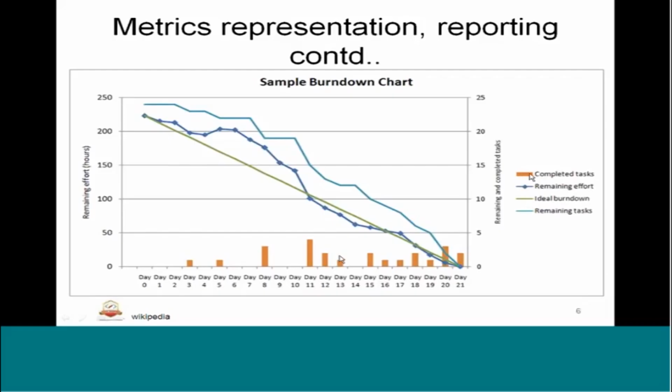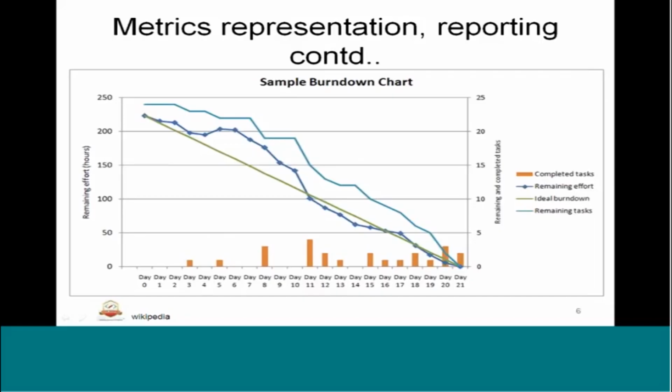And the orange sort of color is the completed tasks. So on each given day, or maybe alternate days or a week, there are a number of tasks that are going to be completed, and that will be highlighted in this color. Altogether those tasks should accumulate to 25, and the blue ones are remaining efforts. That means we have a total allocated 250 hours, and you can see the variation. Finally we are left with almost 0. That should be done well before day 21, and the light blue one is the remaining tasks.